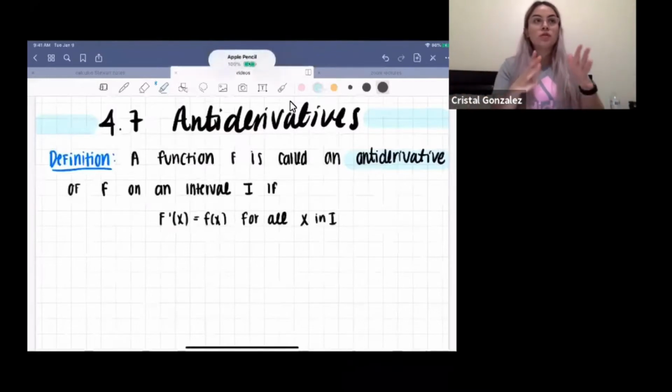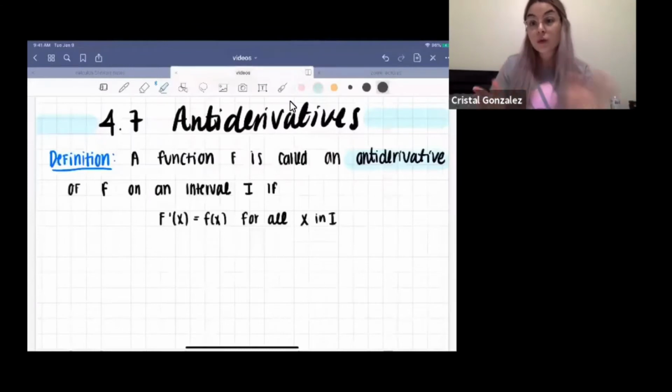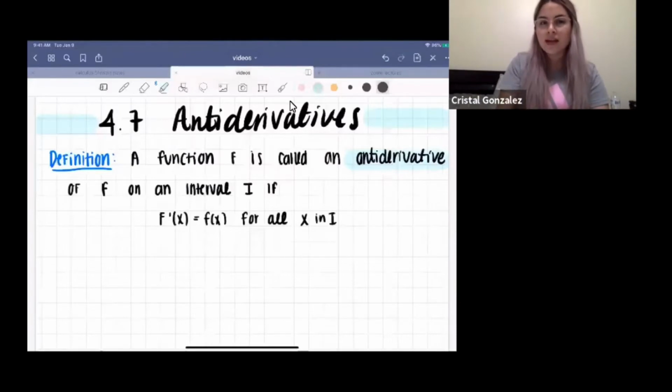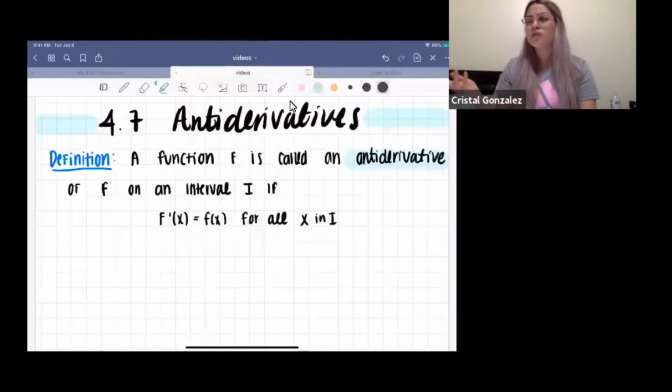Okay, so far in our class, we've been focusing solely on derivatives. We know that derivative is the rate of change, it's the slope of a graph, it's the tangent line to a graph. So what exactly is an antiderivative? And if we know how to find derivatives, why would we want to find antiderivatives? Well, that's a really good question.